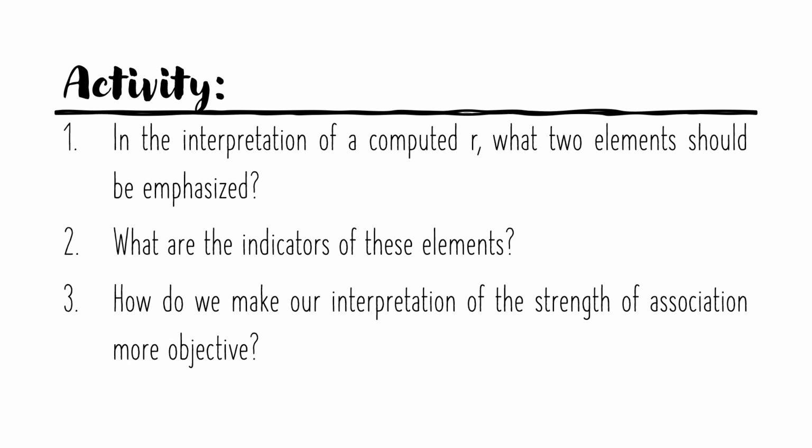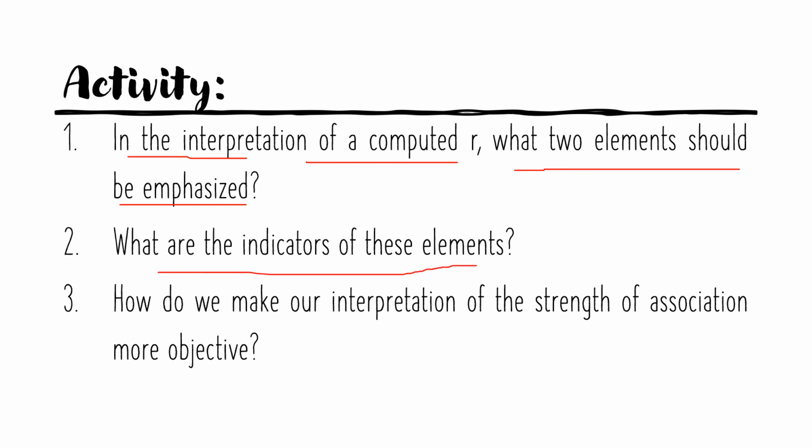For your activity in this video lesson: Number 1, in the interpretation of a computed R, what two elements should be emphasized? Number 2, what are the indicators of these elements? Number 3, how do we make our interpretation of the strength of association more objective?